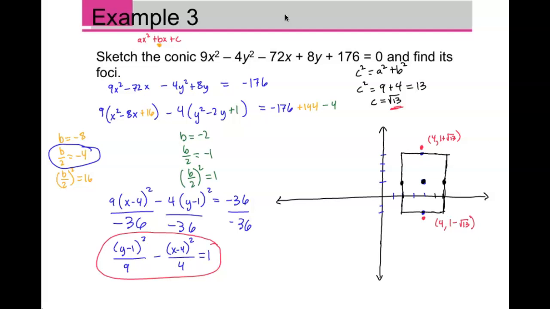Our asymptotes will go through the center and through the corners of the rectangle. And then our actual hyperbola goes through the vertices and trends towards the asymptotes, wrapping around the foci.